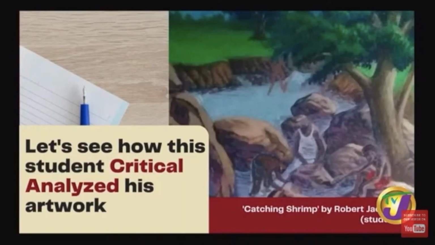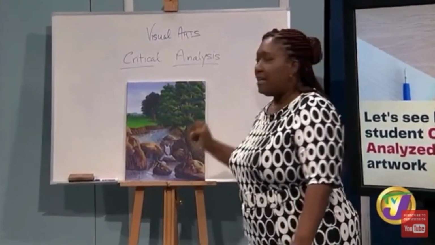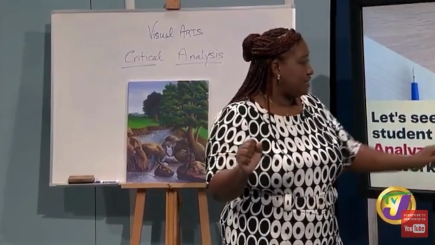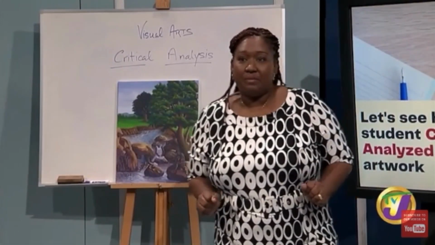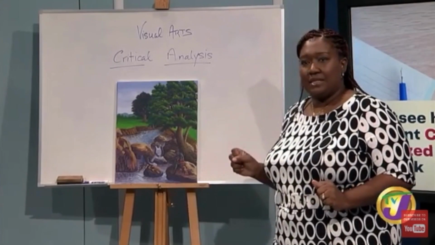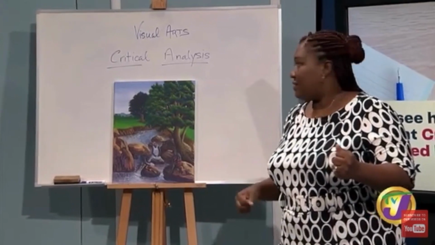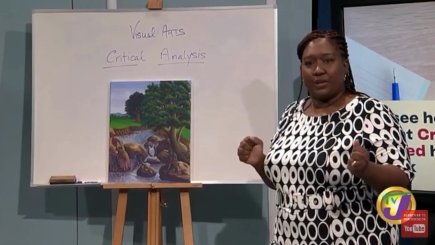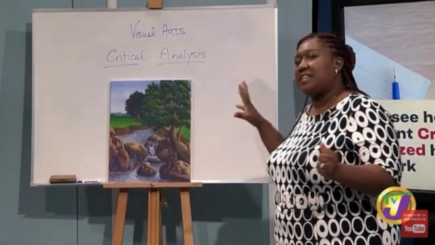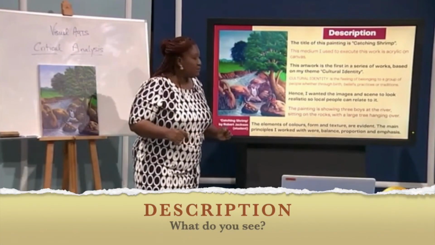I have a piece of work here, and I can tell you, this piece of work was done by a student, Robert Jackson, and it is entitled Catching Shrimp. We just want to look at the work done by Robert a little bit. Just absorb it a little bit. All right? See what is in the artwork. Why do you think you're seeing that? Describing the piece of artwork.